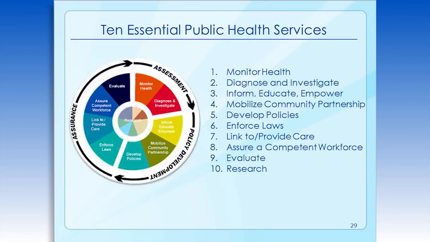Number 7 is to link people to needed public health services. So an example is to refer smokers to tobacco quit lines or for counseling so that they can stop smoking. For number 8, we need to ensure that a competent public health workforce is in place to help people quit smoking.